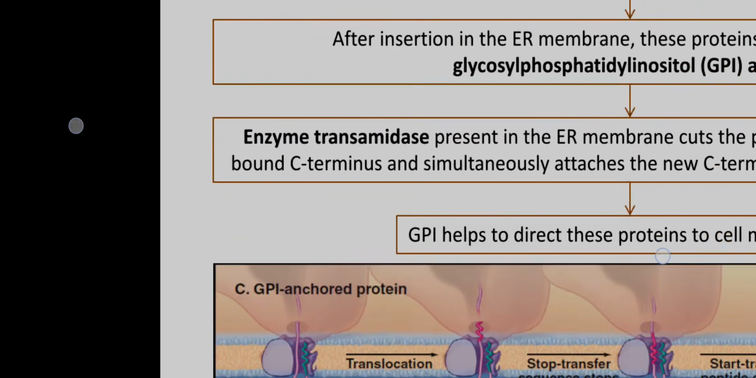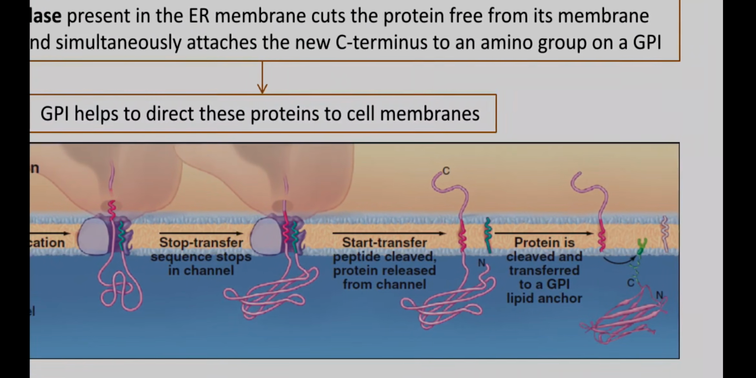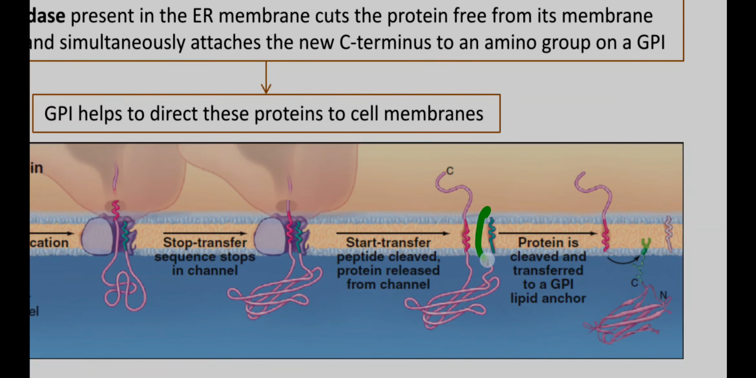See, in this image you can see the cleavage has already happened. The N-terminal start site is already cleaved. After that, the start transfer peptide cleaved protein is released from the channel. The protein is cleaved and transferred to a GPI linked anchor. Here also it gets cleaved from the stop transfer peptide. After that, it is inserted to the GPI anchor.